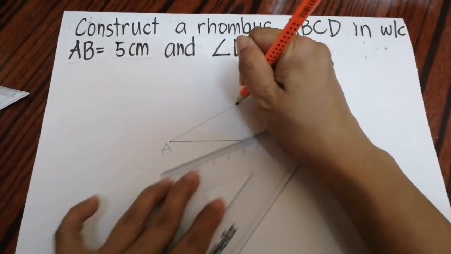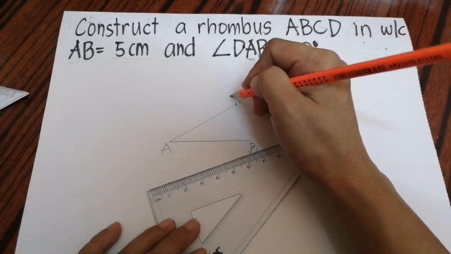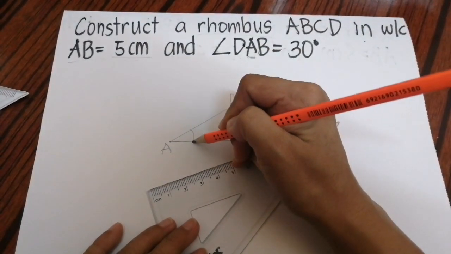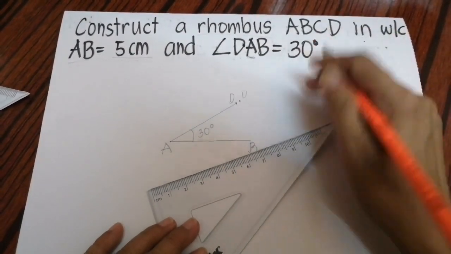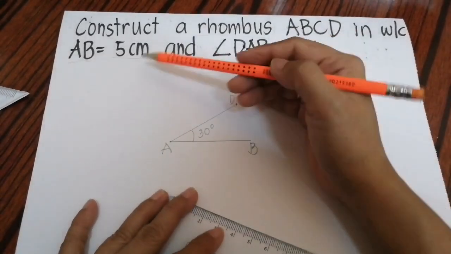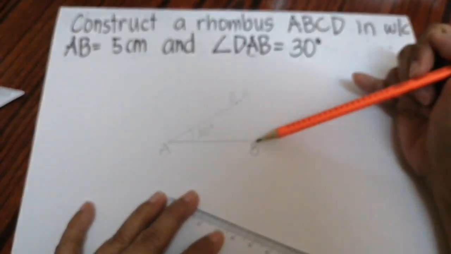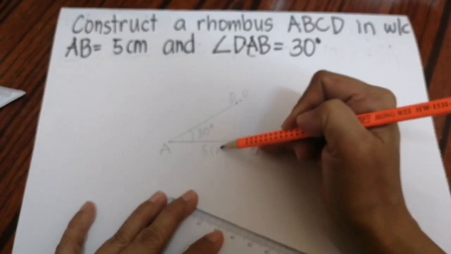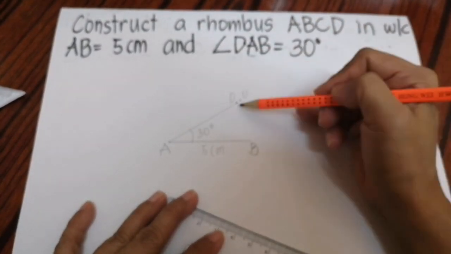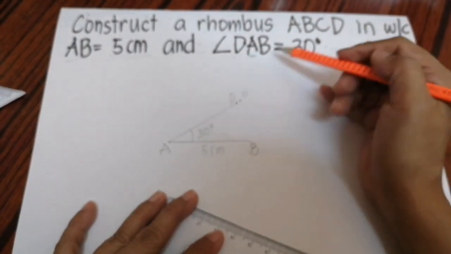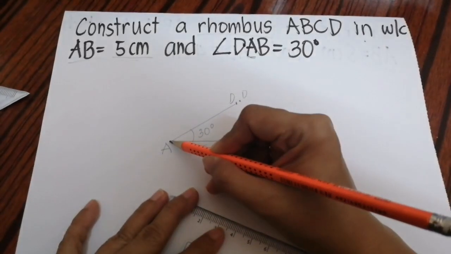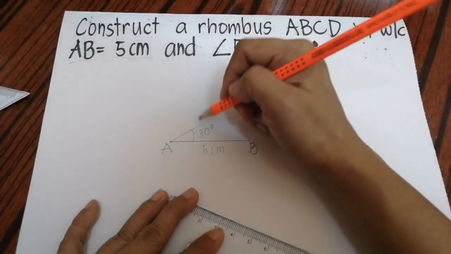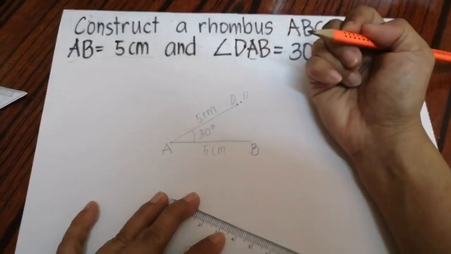So it's here. This will be the permanent mark for D, and this angle measures 30 degrees. So for this, we were able to create line AB at 5 centimeters, angle DAB with a 30 degree angle, and this line AD also measures 5 cm.